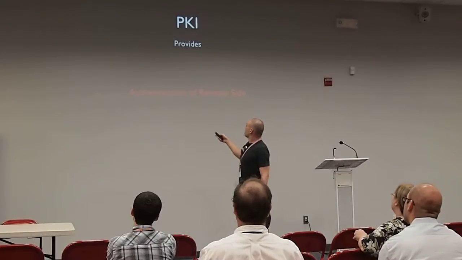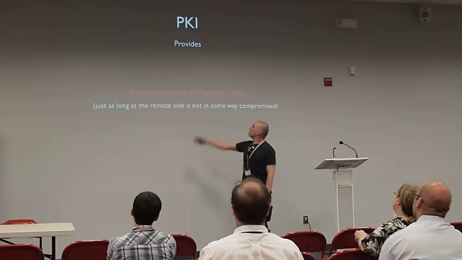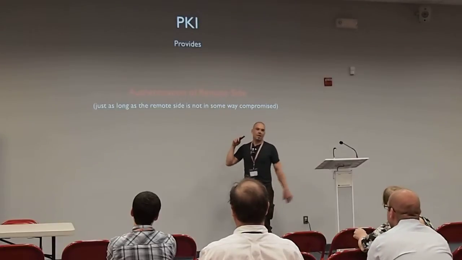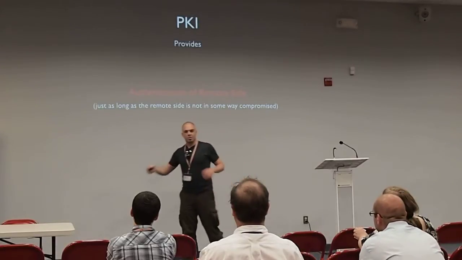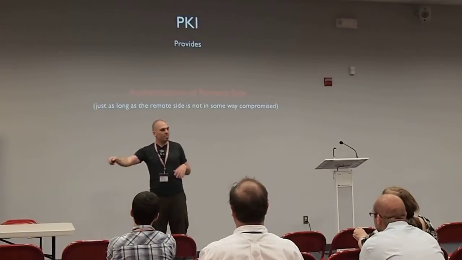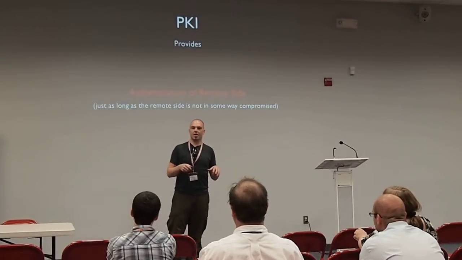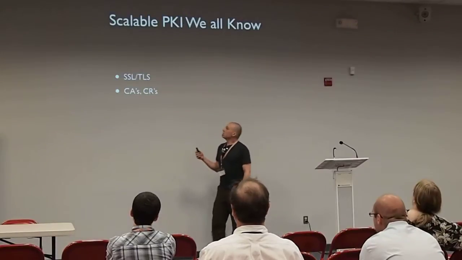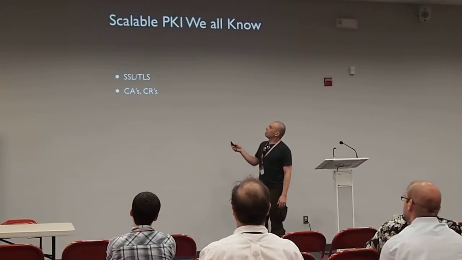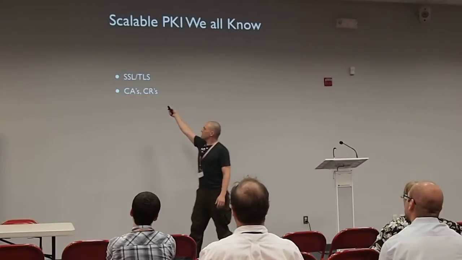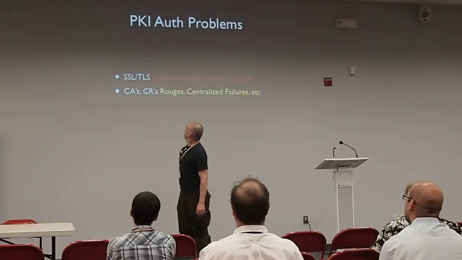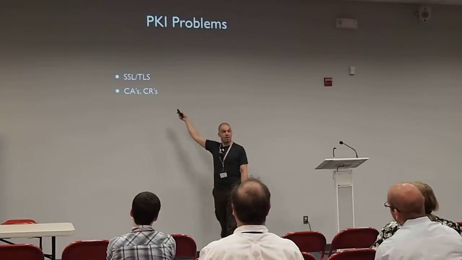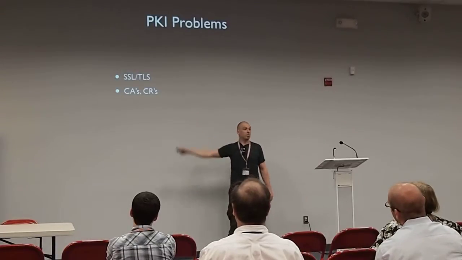So we've got PKI providing authentication, as long as the roadside is not compromised. We're assuming that all three parts of this entire chain are not compromised. Cool. Scalable PKI, we all know: SSL, TLS, CAs, CRLs. What's awesome? What are the problems with this?